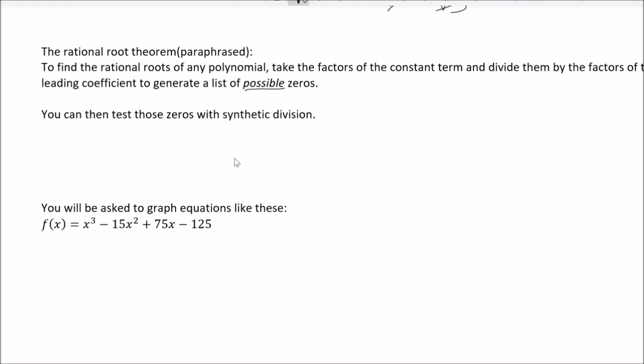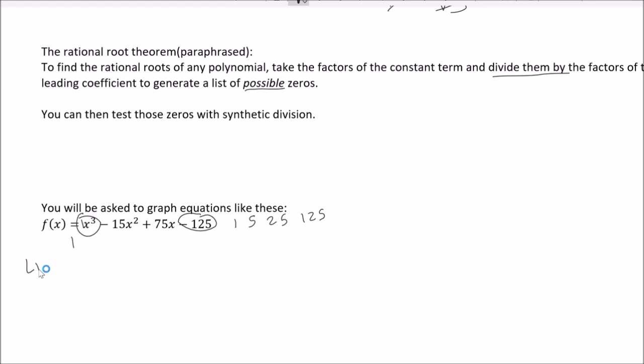So let's do an example, and we're just going to go slowly through this. Okay, to find the rational roots, take the factors of the constant term. Right, factors of the constant term. So what are all the factors of 125? It's divisible by 1, it's divisible by 5, it's divisible by 25, and it's divisible by 125. Okay, I think we got that. Check. And divide them by the factors of the leading coefficient. Okay, our leading term is down here, so our leading coefficient is 1. Okay, and we're supposed to divide that first set of numbers by the factors of the leading coefficient, and that generates a list of possible zeros.